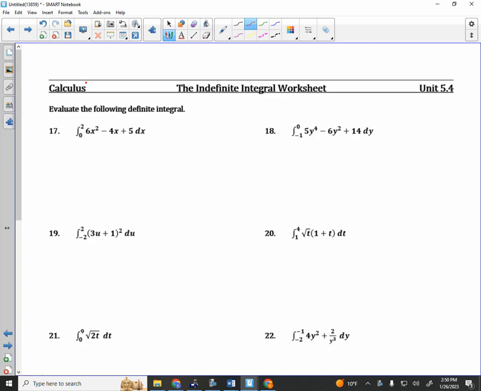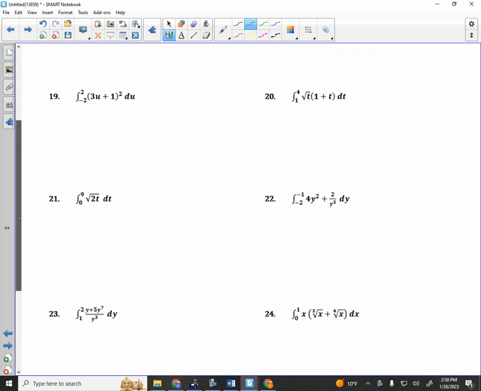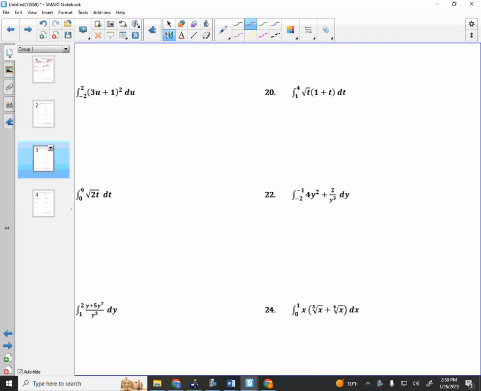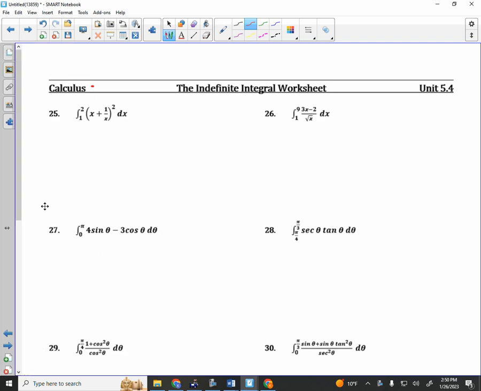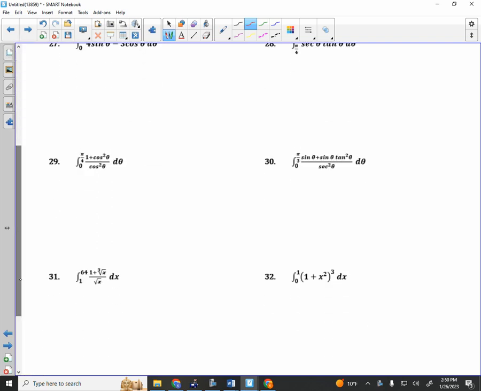And more definite integrals here. Notice the difference between the definite and the indefinite, okay? And that's part of what you want to practice. So lots of practice for you. We'll have some time on Monday to ask some questions. There's only 4 assignments in this unit, so this is one of them. Plenty of problems to practice.